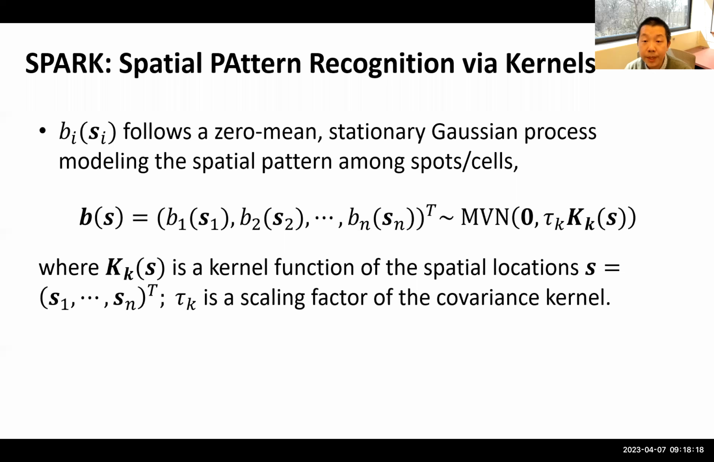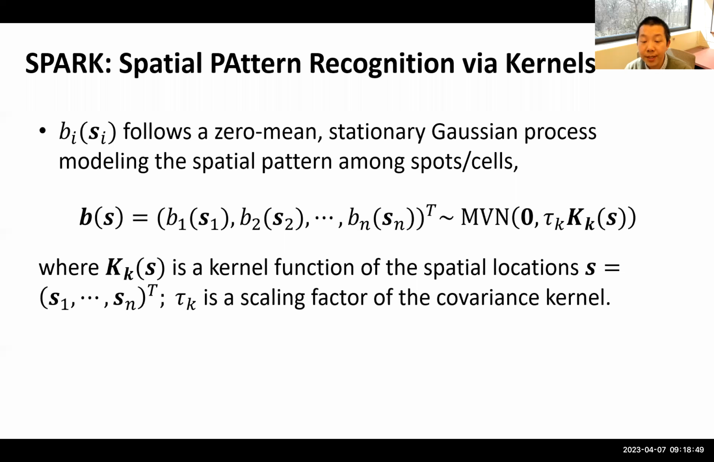But if the B vector is non-zero, then it indicates that the gene expression is going to vary depending on the similarity or distance between pairs of locations. So testing whether a gene shows a spatial expression pattern is now equivalent to testing whether the entire vector of B equals 0. And that is also equivalent to testing whether tau equals 0 or not, because when tau is 0, the covariance is 0, so every B becomes 0.